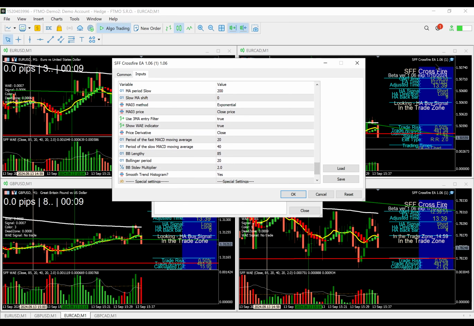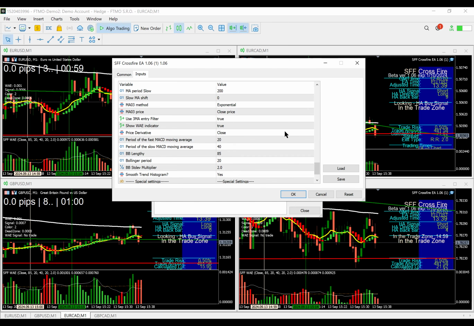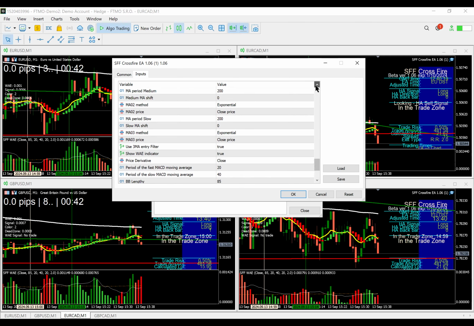So the main change, if you've got 1.06, you need to download the 1.06 brackets 1, and it includes all of these new bits of information. I'll send you my set list. There's a different set list for the morning and a different set list for the afternoon. And the main difference is the look back bars.